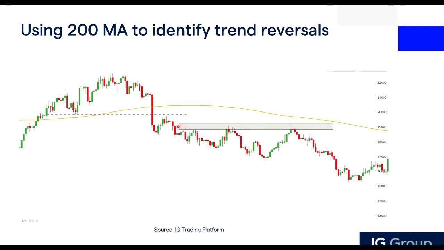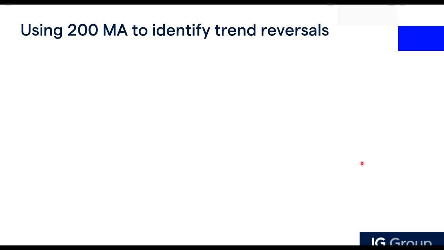Other than looking at support and resistance, you can also add in other moving average lines, a shorter term one, to use as dynamic support and resistance to look for entries as well. So notice here, price was bullish above the 200 MA. It broke and now it turned bearish, so it's a downtrend, so we are looking to sell.